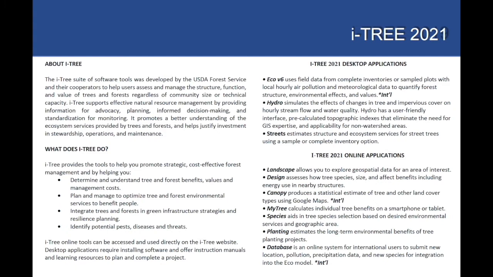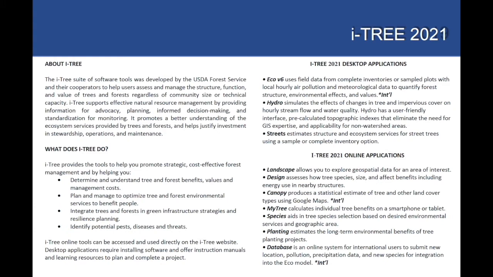On the right side of your screen, I'm going to introduce some of these to you. There are desktop applications that require a Windows-based computer, and that's Eco, Hydro, and Streets. And then the online applications that work off the web are Landscape, Design, Canopy, MyTree, Species, Planting, and Database. So you have about 9 or 10 different programs here. How do you expect us to understand them all?